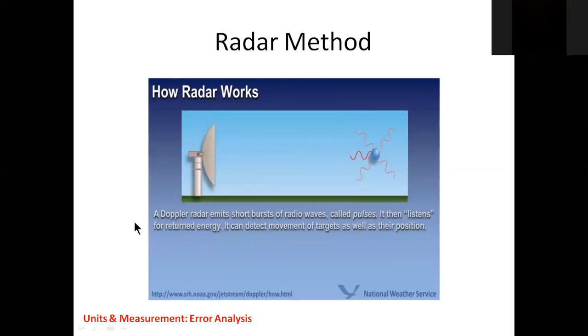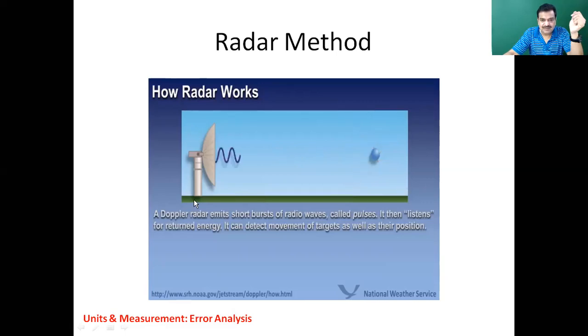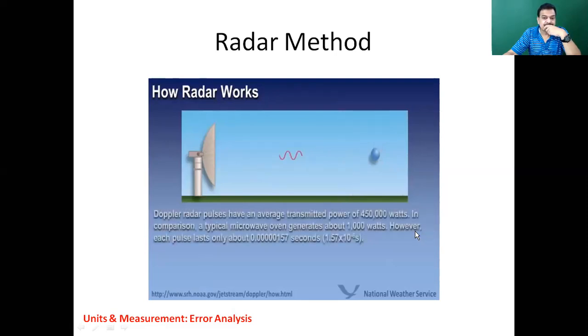Okay. Now listen. It can detect movement of targets as well as their position. Doppler radar pulses, so you are seeing here, the pulse went, collided and comes back. This is the basic principle of radar. And you know from where we were inspired to make a radar? From bats.